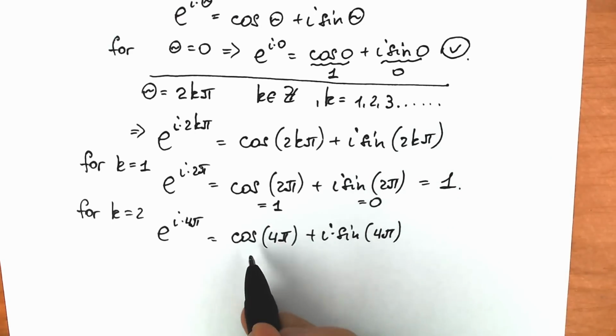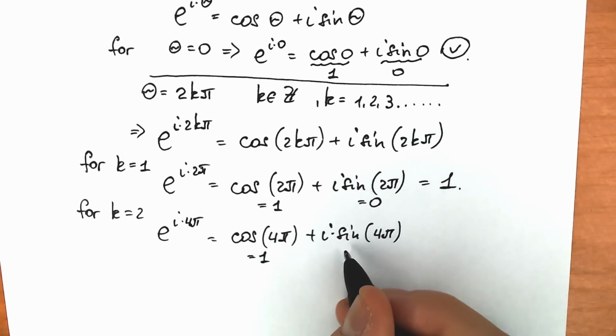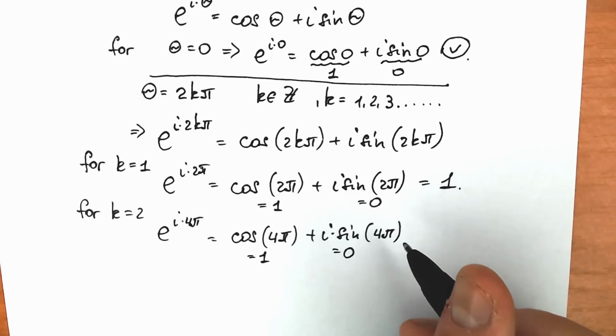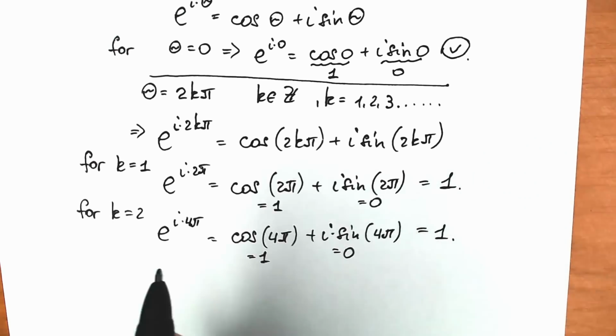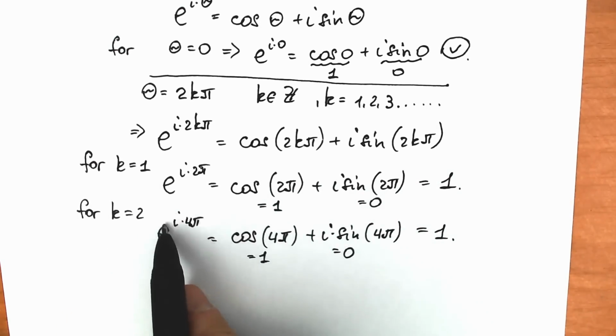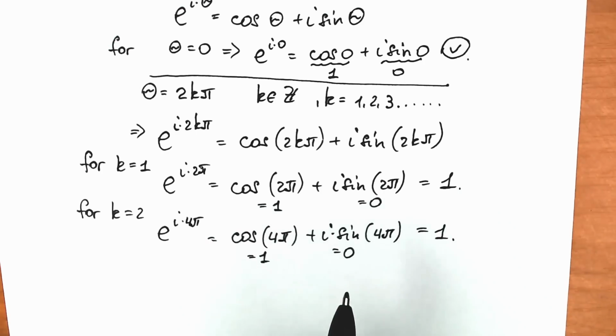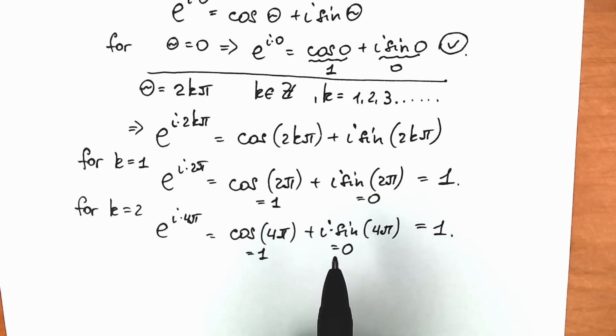And right now let's look closely. This is just a period, so this is also equal to 1, and this is also equal to 0. This is like a period of sine, okay? And right now 1 plus 0 equal to 1. And as you can see, when k is equal to 2, this expression on the left side is still equal to 1. Okay, let's see what will happen when k is equal to 3.